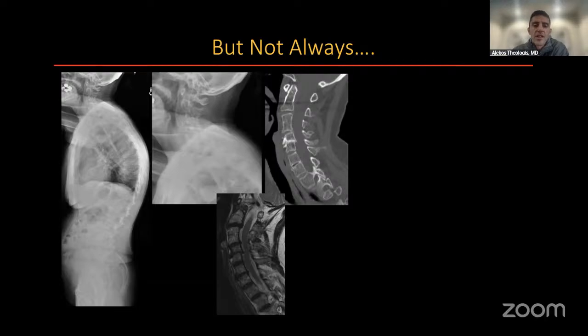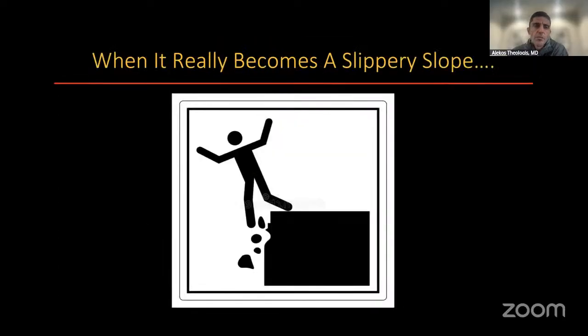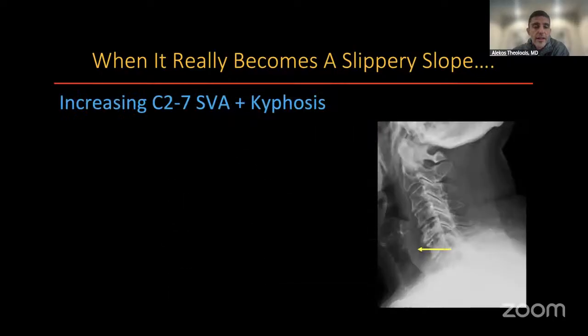She was hyperextending her cervical spine and was myelopathic and had a C2 to T1 fusion, and you can see she had loss of her cervical alignment, flattened her out, which definitely increases the risk of screw pullout, distal junctional kyphosis, and non-union at that level. So when it really becomes a slippery slope is when you start to have progressively increasing C2 to 7 SVAs and concomitant kyphosis.